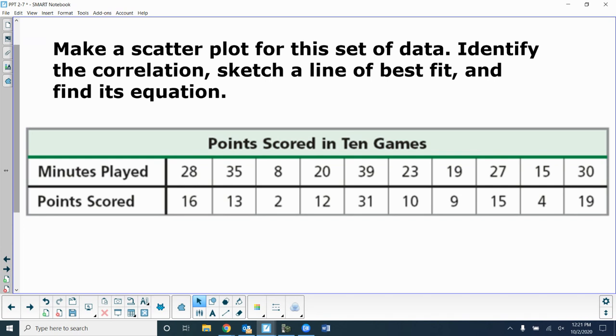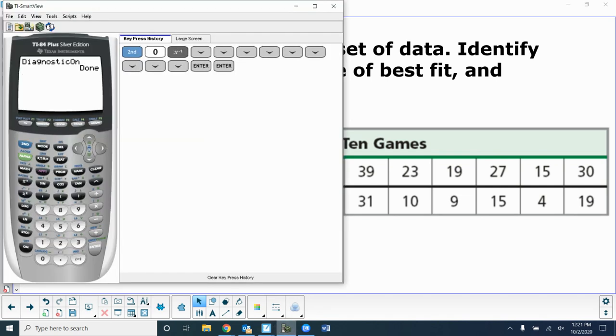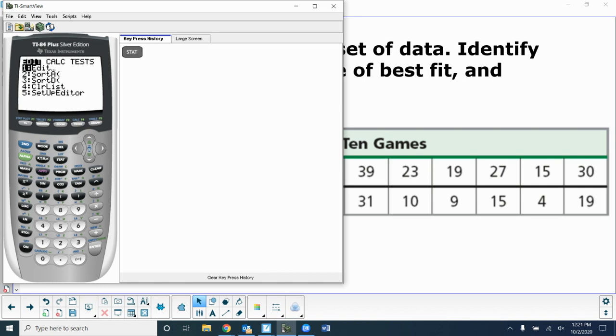So here's how you do that. If you watch up here, these are the buttons, or the keys, that I'm hitting. Hit the stat key, and then hit enter. And that gets you to your lists.